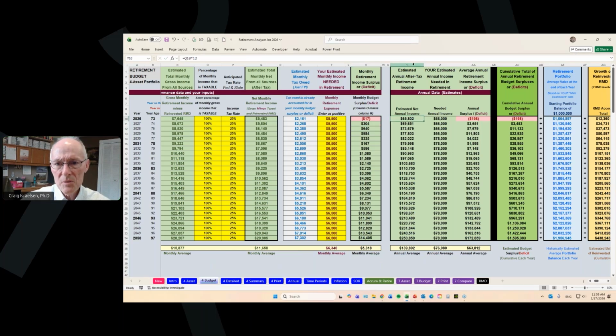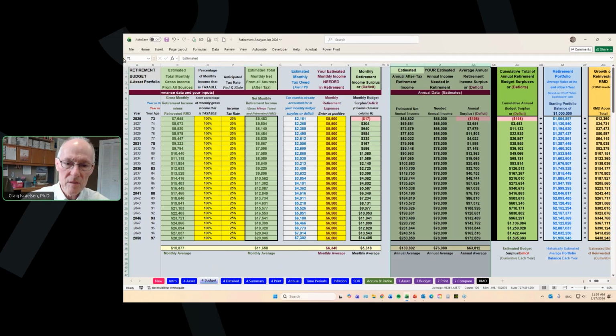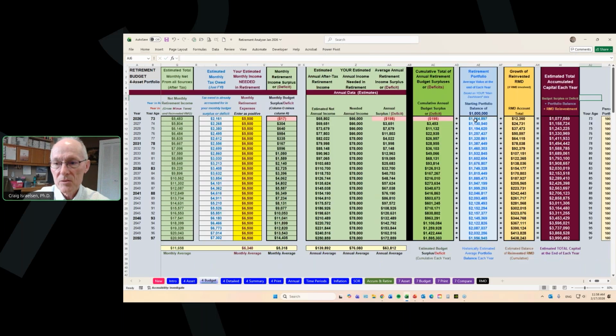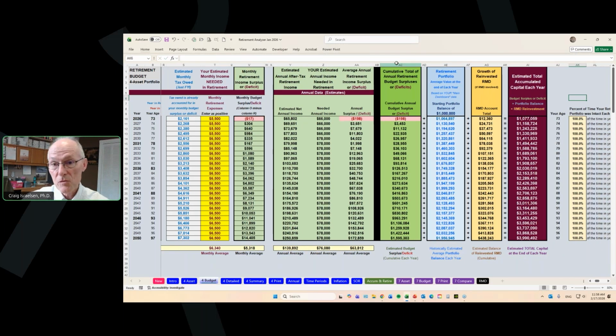These next several columns, all they do is transform all of these previous columns that were based on monthly data to annual data right here. So it becomes annual numbers, if that's easier for people to envision. All of that leads to these four columns right here. This is really where it all culminates.